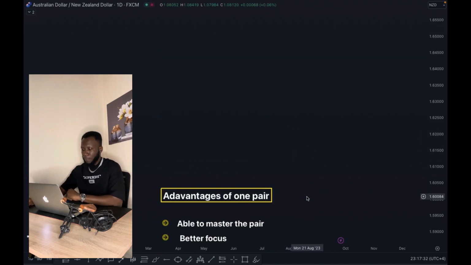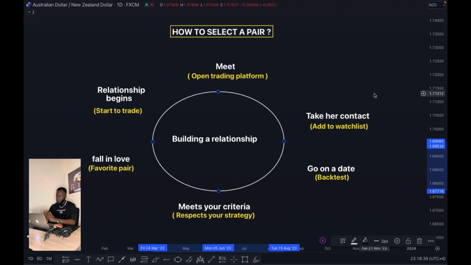So let's look at that. With this diagram, I really want you to be in agreement with me, right? Let's be practical here. I'm just going to compare selecting a pair with building a relationship. Let's say you want to build a relationship with a lady. What are the steps that you need to follow to start a relationship?